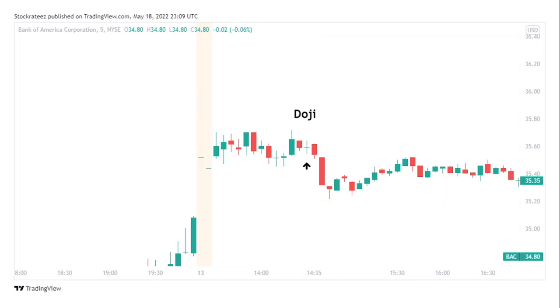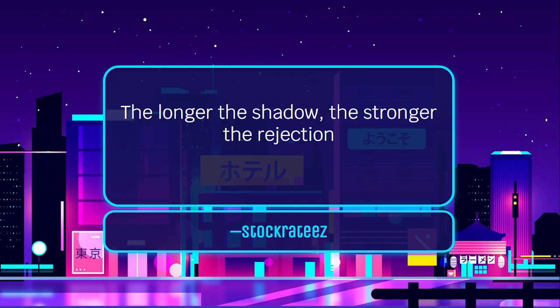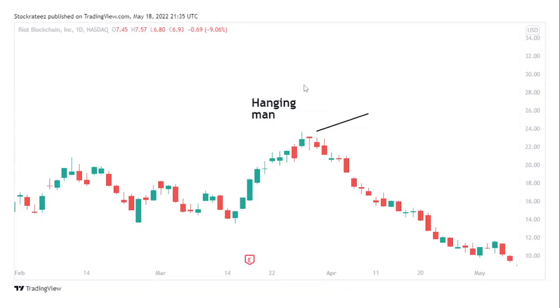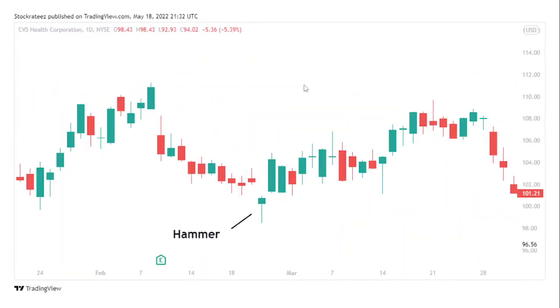I want you guys to be able to identify your single candlesticks at first, because I don't want to throw 50 different patterns at you at once. So we're just talking about the important ones for today. The longer the shadow, the stronger the rejection. With the shooting star, the longer the shadow, bulls are getting rejected; higher prices are getting rejected. With the hammer, the lower shadow, lower prices are getting rejected. So the longer the wick, the stronger the rejection.